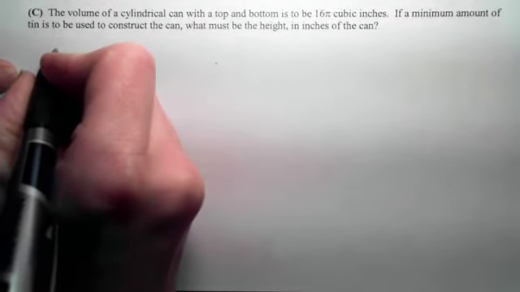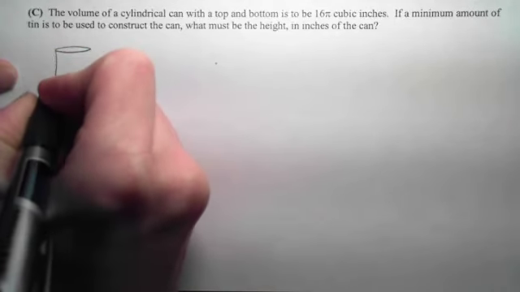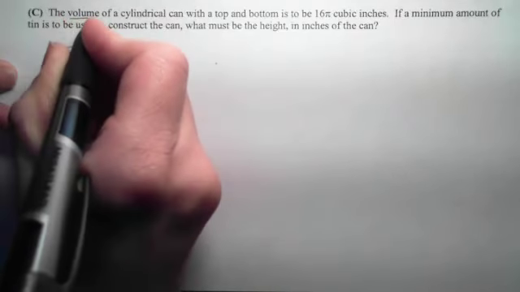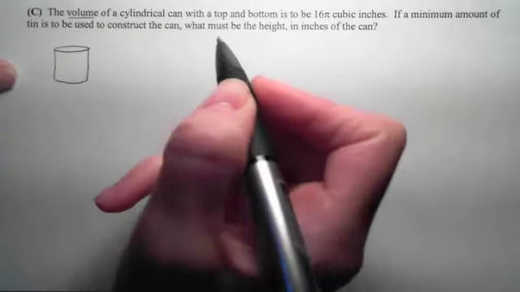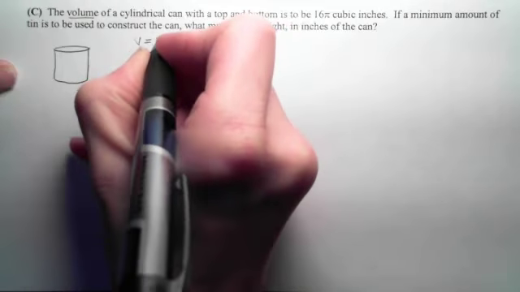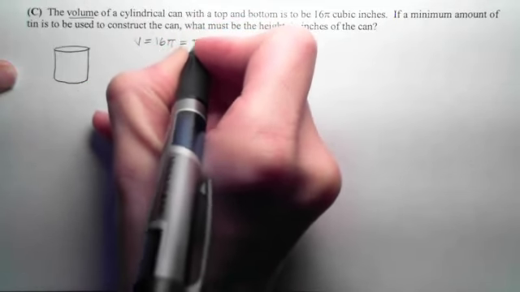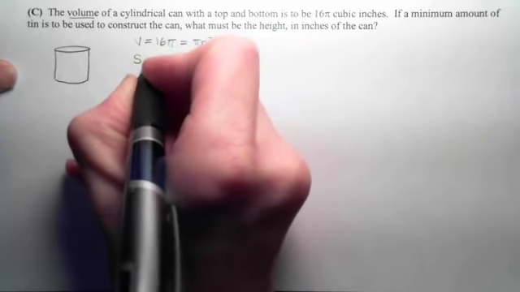So we're going to draw the cylinder. And we see that the two things involved are the volume and the minimum amount of tin, so that's the surface area. So I'm going to write down first that we know the volume is 16 pi, and volume is pi r squared h. We're also going to write the surface area.